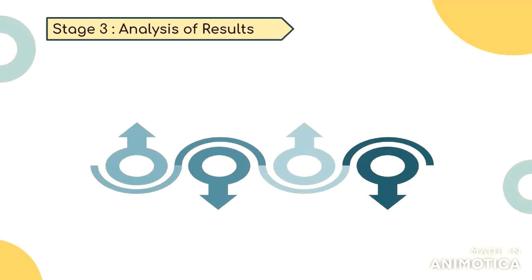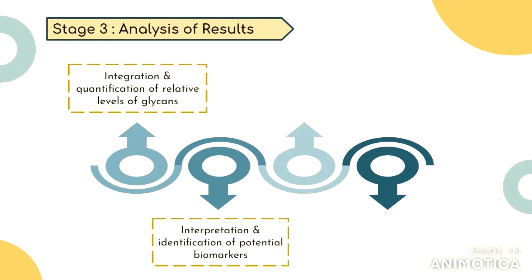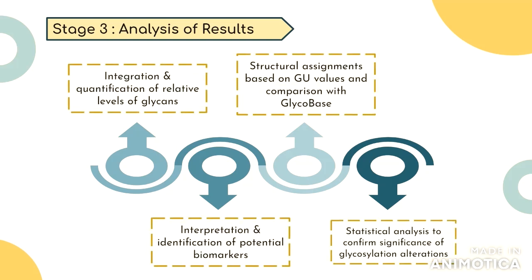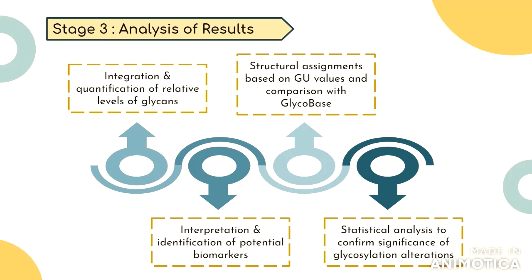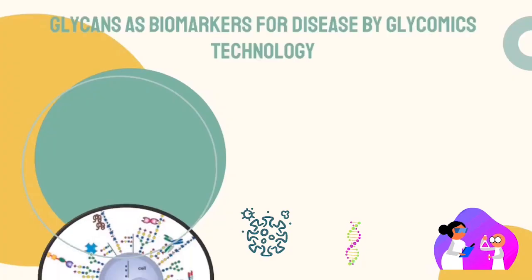As for the last stage, which is stage 3, analysis of results, the first step involved in this is integration and quantification of relative levels of glycans. Next is interpretation and identification of potential biomarkers. The third one is structural assignments based on GU values and comparison with Glycobase. The last step in stage 3 is statistical analysis to confirm significance of glycosylation alterations.